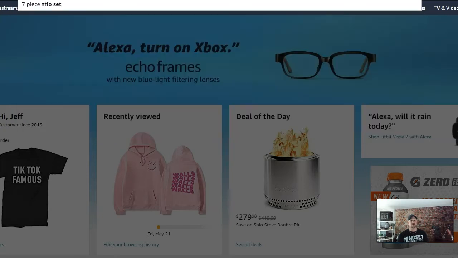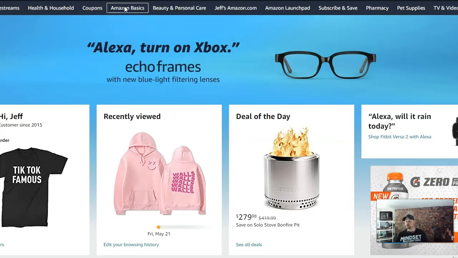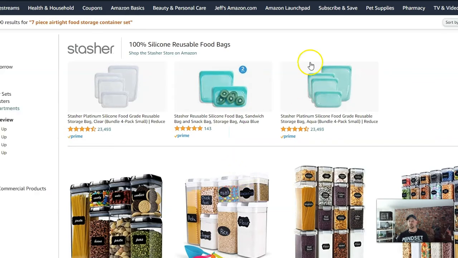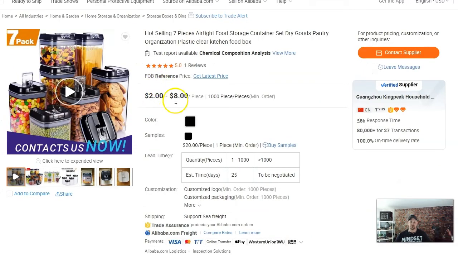7-piece airtight, there we go, food storage set. And we're doing this just to see if, number one, other people are selling it. Number two, if the product has good reviews, bad reviews, and what they're selling it for. So we want to take the $2 to $8 piece.